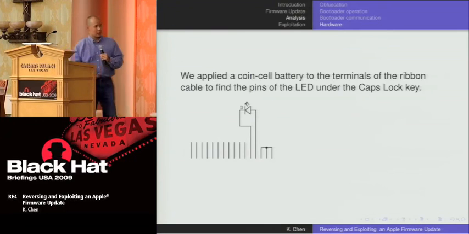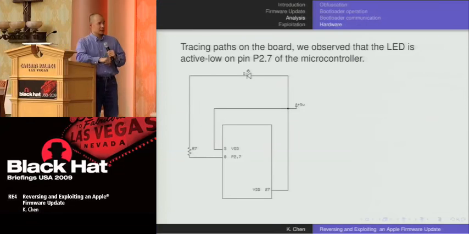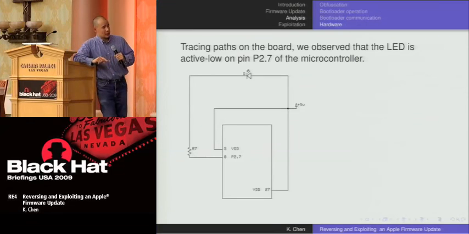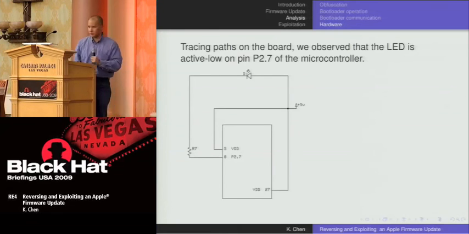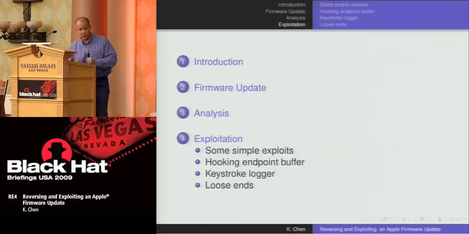Okay, in terms of visual indicators, there's only 1 light emitting diode on this keyboard. We look at the ribbon cable and take a coin cell battery, and we can figure out where the leads of that LED are. So this is a schematic. You can see that to turn the LED on, it's active low on pin P2.7. Okay, so now I'm going to be talking about exploitation.